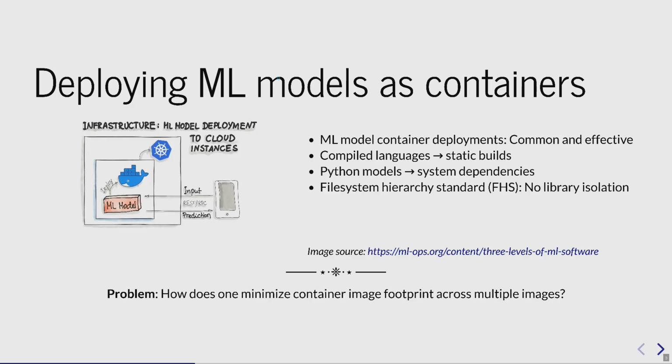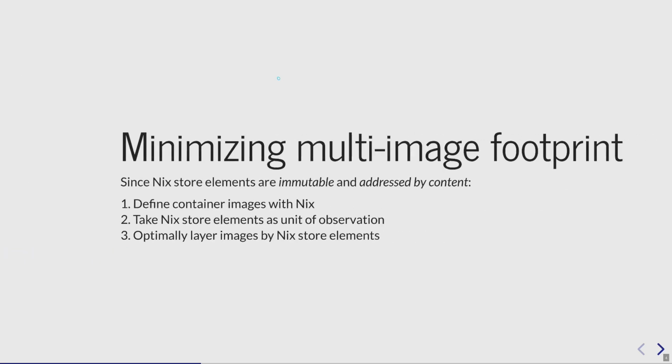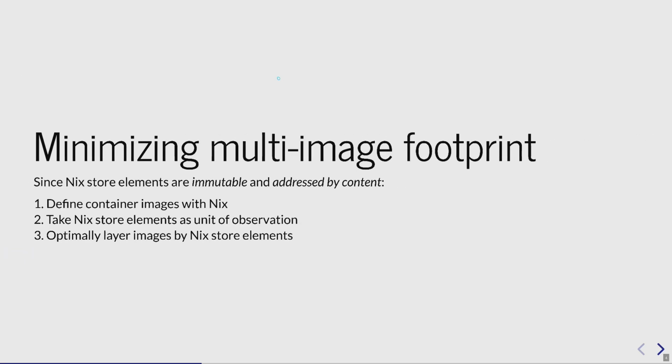So I looked into using Nix, and I found what seemed to be a pretty good solution. So how do you minimize the footprint of a multi-container image system?